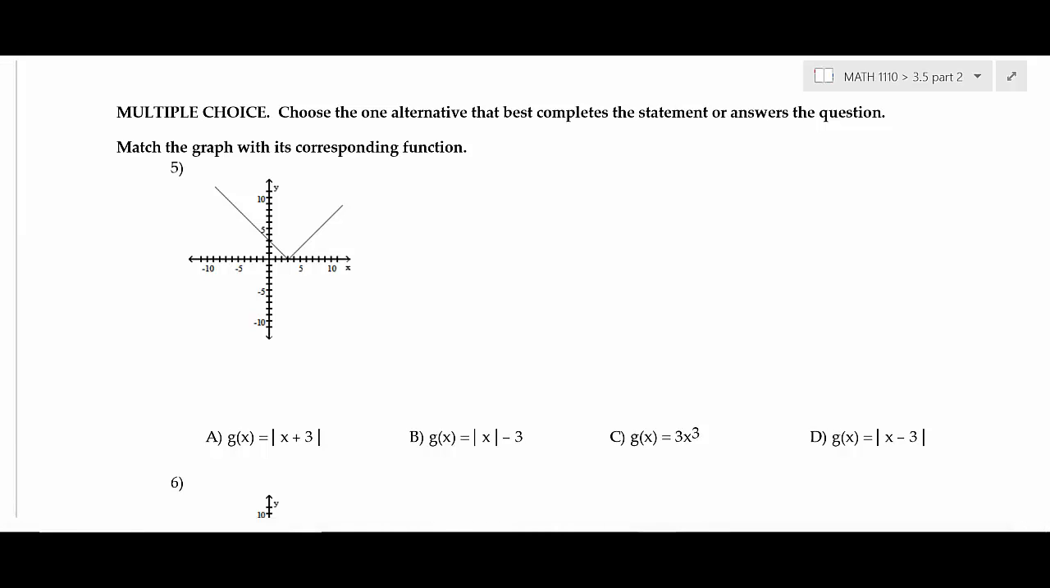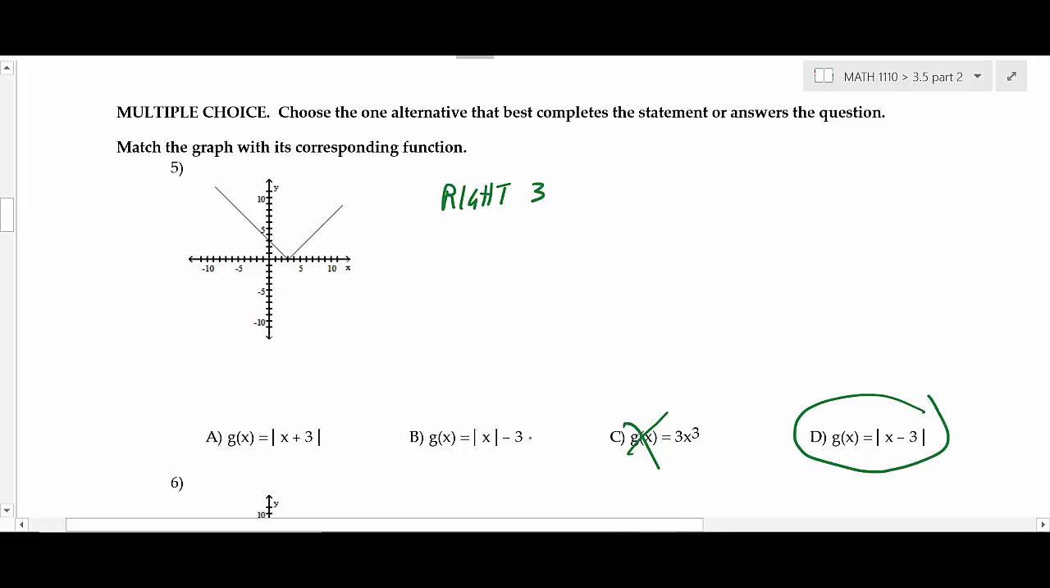I have an absolute value, right? So I think we could definitely rule out C. What do you think? Okay, what happened to my graph? How did it move? It went to the right. Okay, it went to the right 3, so can you tell me which one would be the right one? D. D, right. Okay, this one would be going down 3. This one right here would be going left 3. Okay, so again, it's just trying to summarize what we've been working with.